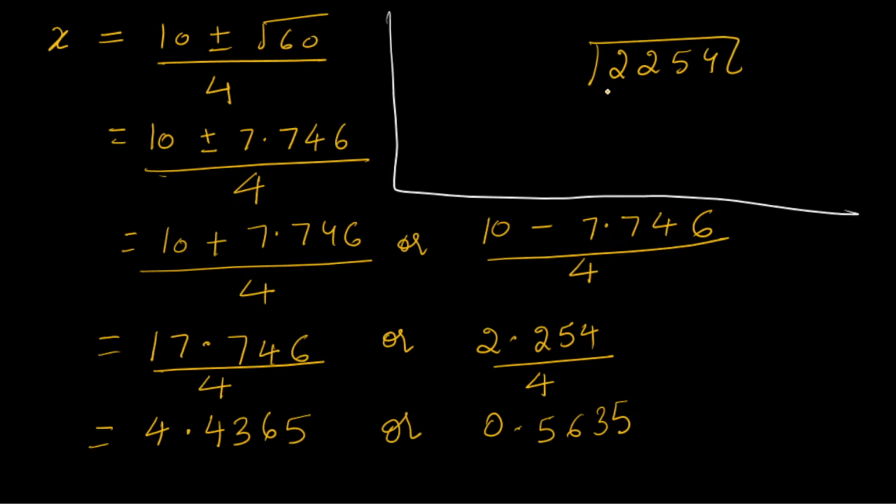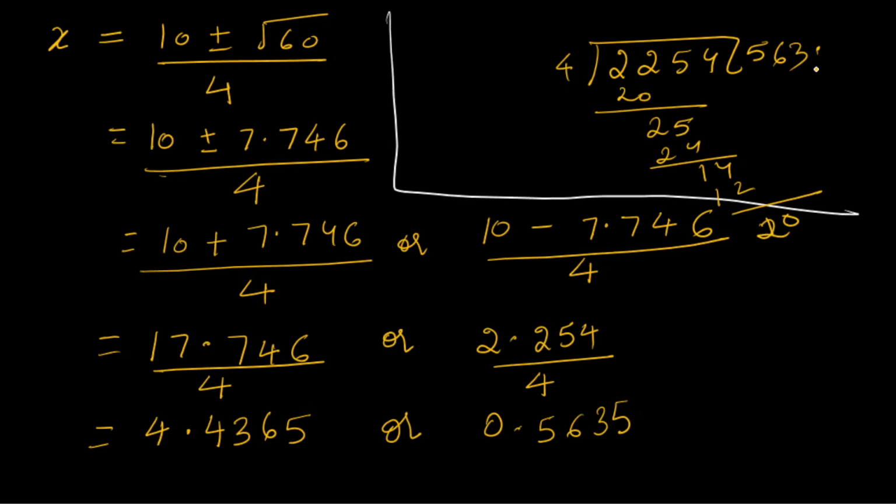2254. 563. 4 into 5 is 20. Then 25. 4 into 6 is 24. 4 into 3 is 12. This should be 0.5635 only.